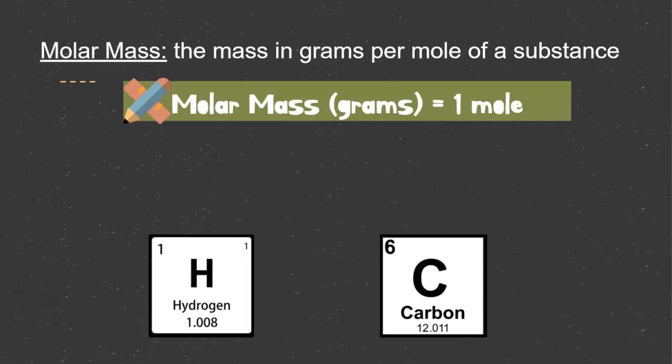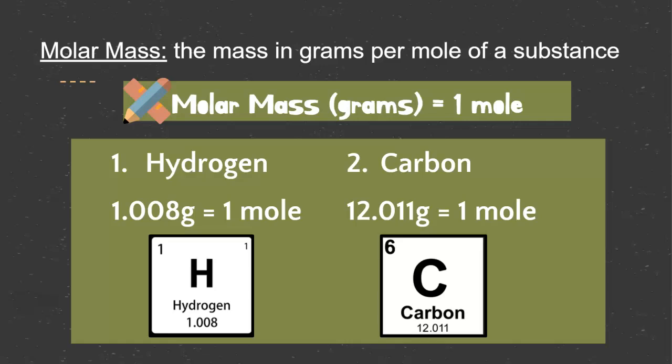Molar mass is the mass in grams per mole of a substance, and we're going to use this relationship, 1 mole equals the molar mass in grams, whenever we do our conversions. And where we get this molar mass is from the periodic table. So here we have the element tile for hydrogen and carbon, and using the mass number, we can see how many grams of that element we need for there to be 1 mole of that element. So for example, for hydrogen, we would need 1.008 grams of hydrogen to have 1 mole of hydrogen.